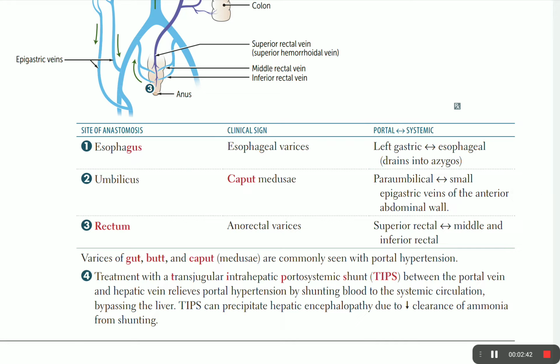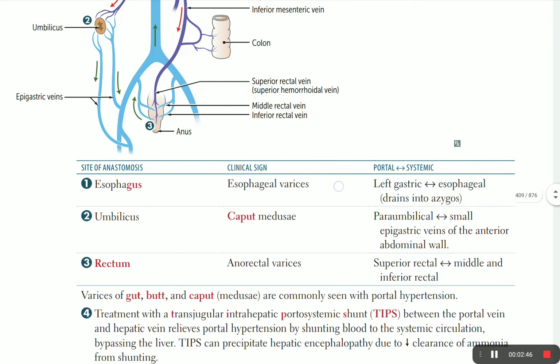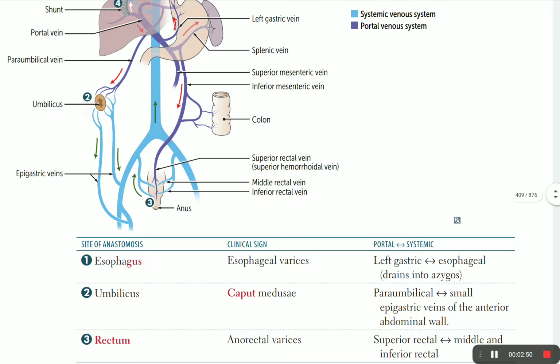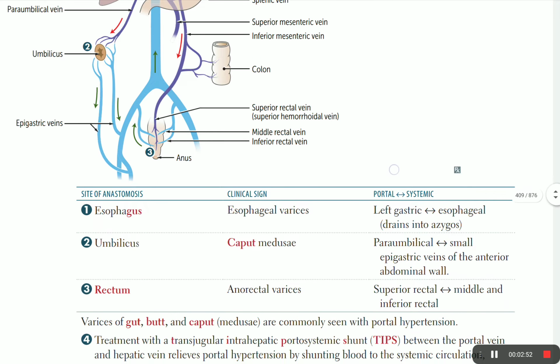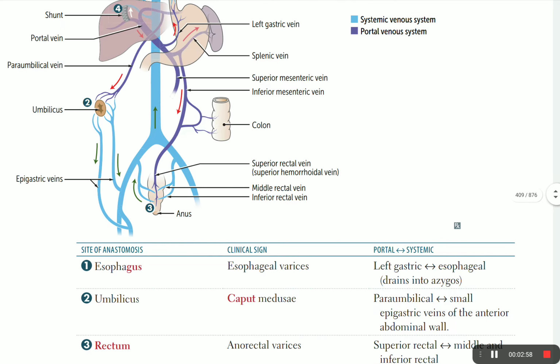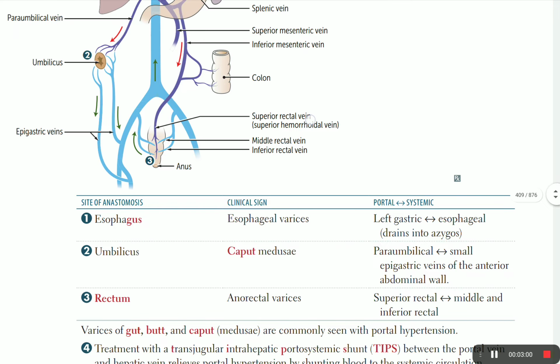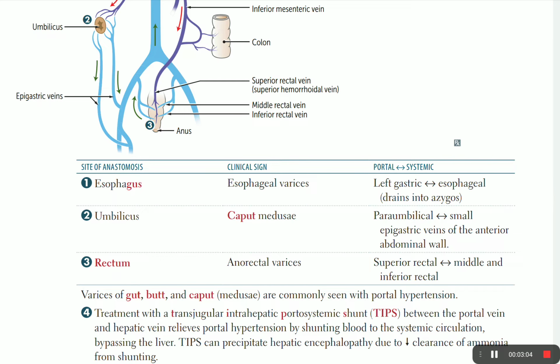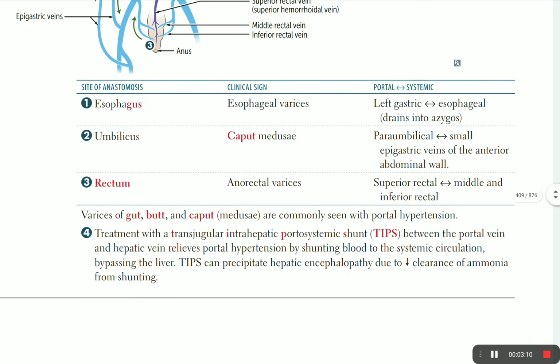So what is the idea for the anastomosis? The blood pressure becomes high when there is a blocking of the portal vein, so the blood tries to find a way to go to the circulation. So these three areas make the blood go out of the portal system to the systemic circulation.